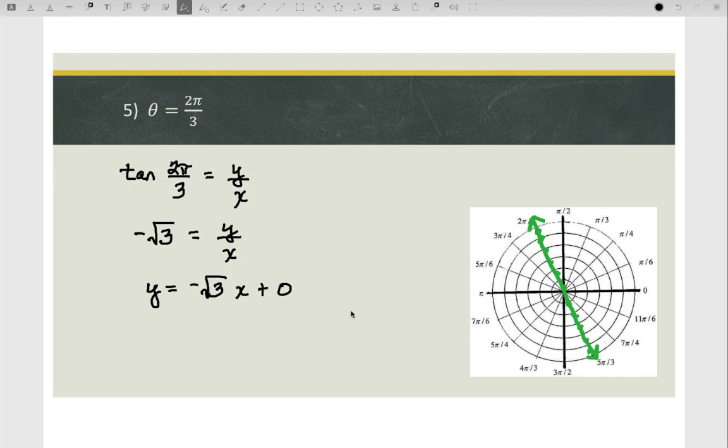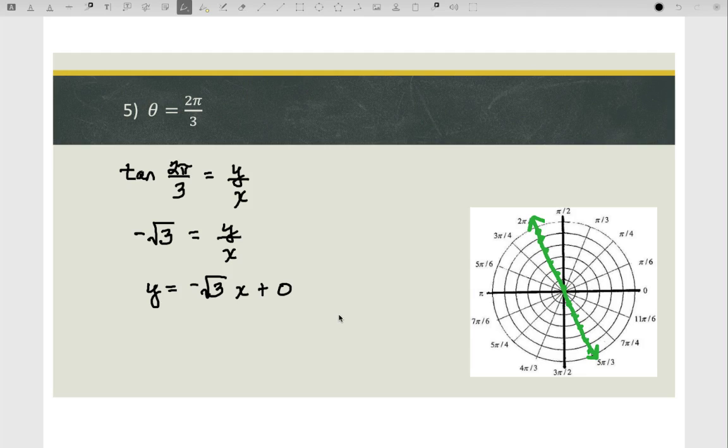And there's your y equals mx plus b form, your slope-intercept form of a line. It has a slope of negative root 3 passing through the origin, confirming what we know the graph to look like in polar form. So moral of the story, anytime you have an angle that is given to you as a polar equation, the rectangular form is always going to be a linear equation.